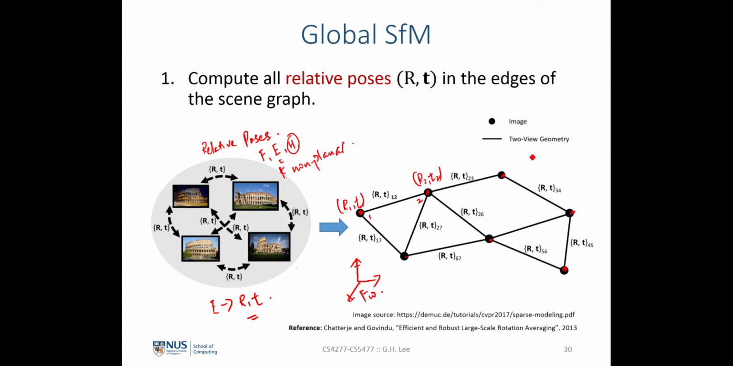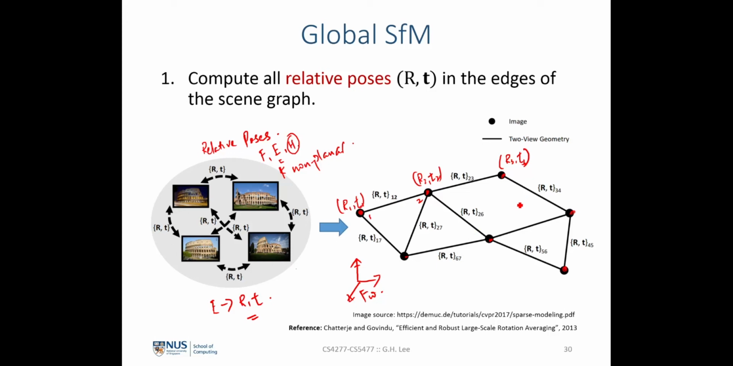So similarly, we can denote this over here as R3 T3, the absolute pose with respect to the world frame, and the relative pose between these two views would be denoted as R23 and T23. So we'll do this for every single node in the graph to represent it as an absolute pose.